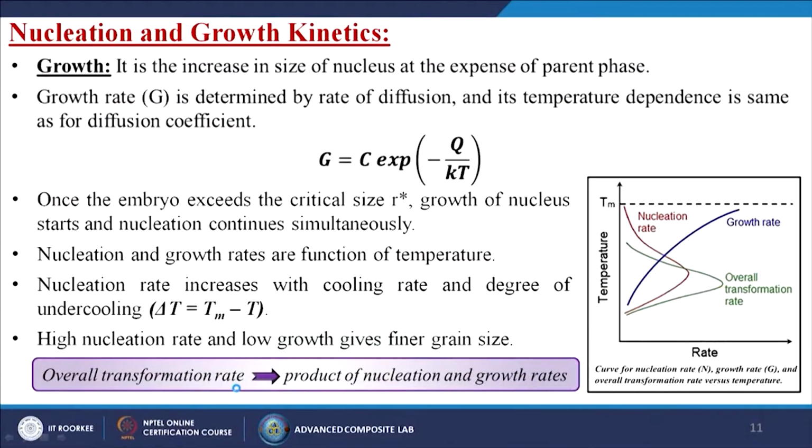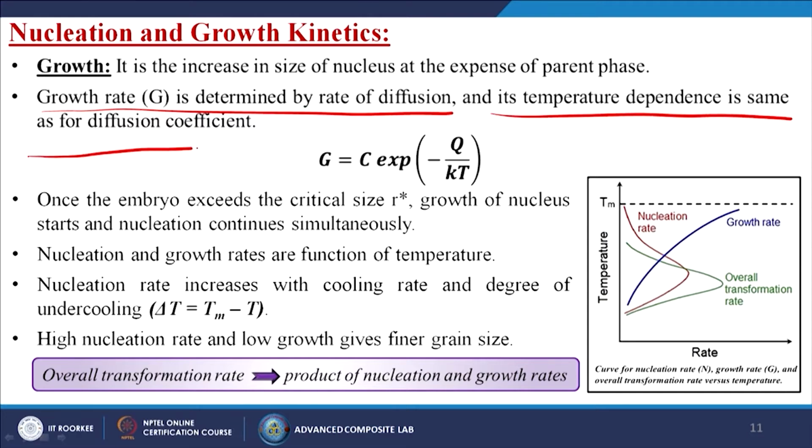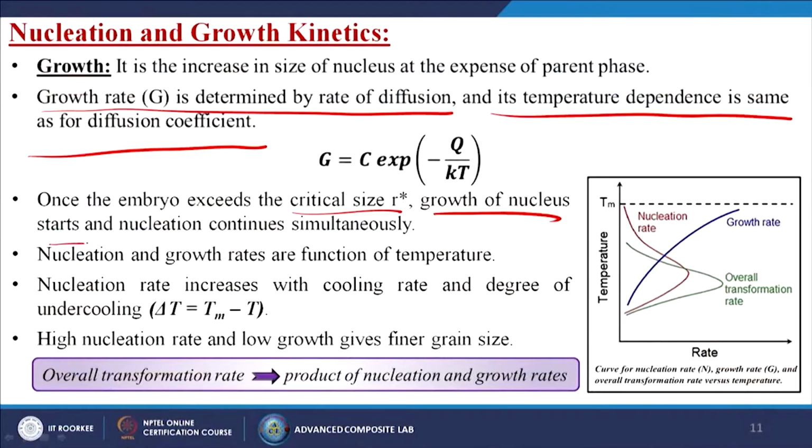So, now nucleation and the growth kinetics. Growth is the increase in size of the nucleus at the expense of the parent phase. Growth rate G is determined by the rate of diffusion, and its temperature dependence is the same as for the diffusion coefficient. So, G is equal to C exponential of minus Q by kT. Once the embryo exceeds the critical size r prime, which I have already told is the critical diameter, growth of the nucleus starts and nucleation continues simultaneously.